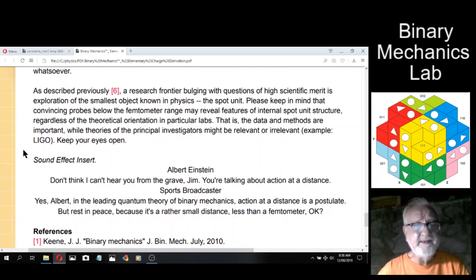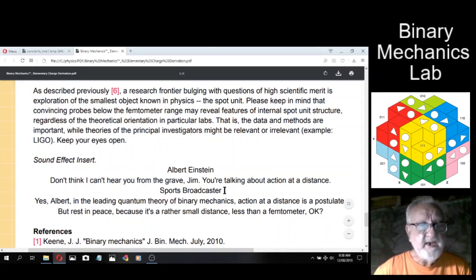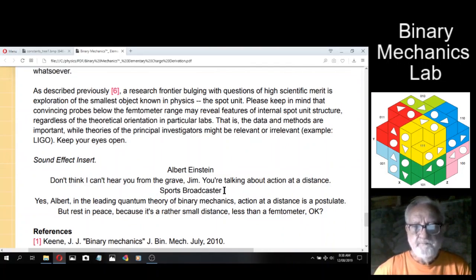Now, what is this? A sound effect insert? You gotta be kidding. Albert Einstein. Don't think I can't hear you from the grave, Jim. You're talking about action at a distance. Yes, Albert, in the leading quantum theory of binary mechanics, action at a distance is a postulate. But rest in peace, okay? Because it's a rather small distance, less than a femtometer. Okay, no one will notice.